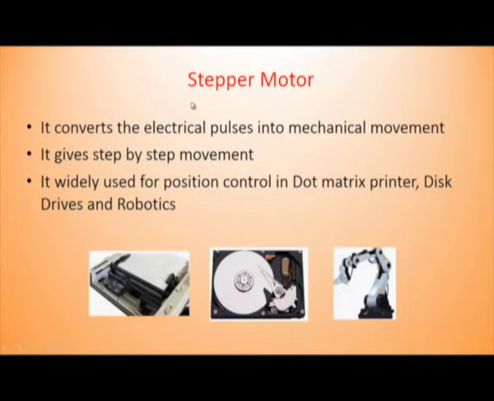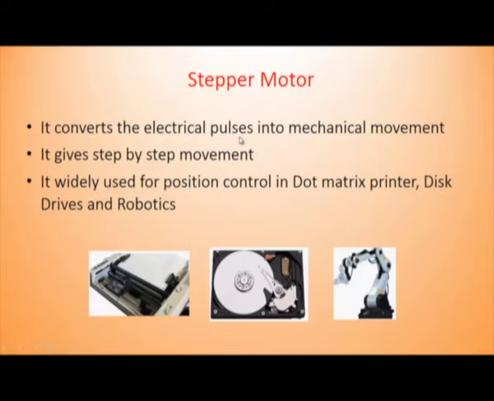So, what is a stepper motor? A stepper motor is a type of DC motor which is used for performing step by step movements. Mostly it is used for position control. A stepper motor converts electrical pulses into mechanical movement, that is, electrical signal into mechanical action.